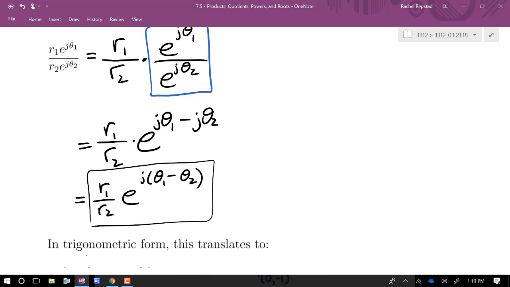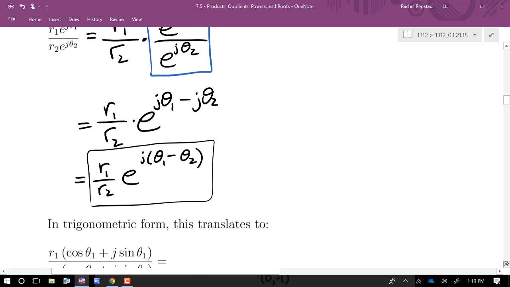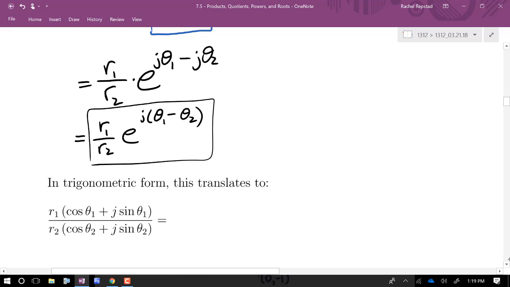Right, the new modulus is just the quotient of the two moduli, and the new angle seems to just be the difference of the angles. I have the top angle minus the bottom angle. And this all makes sort of perfect algebraic sense when we can work it out in the exponential polar form.